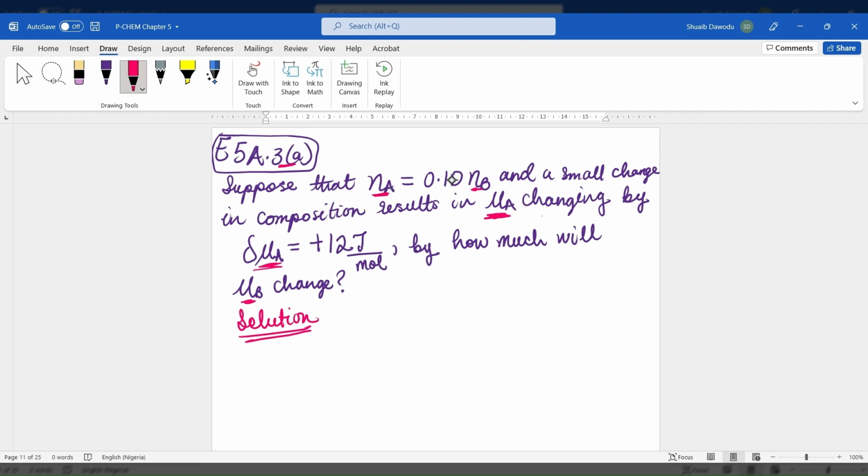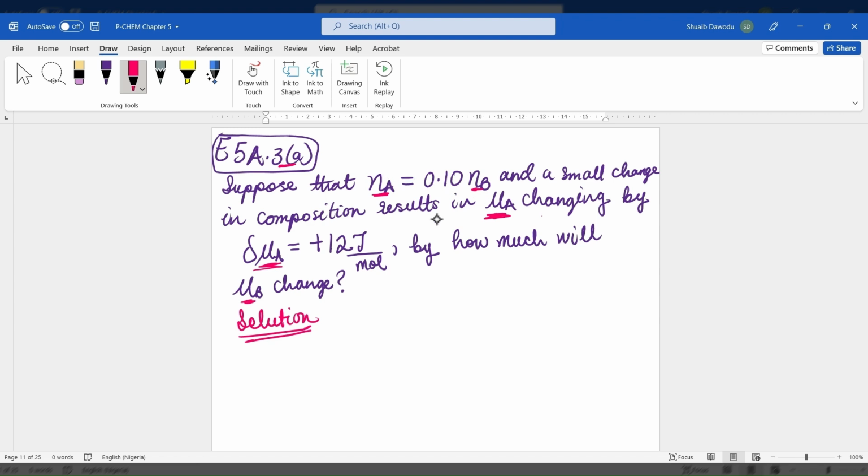Suppose that n sub A is equal to 0.10 n sub B and a small change in composition results in the change in chemical potential of A changing by plus 12 joule per mole. By how much will the change in chemical potential of B change? So that's basically what this is asking you.